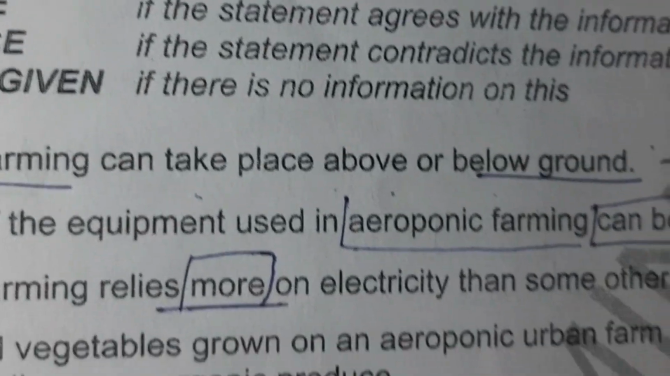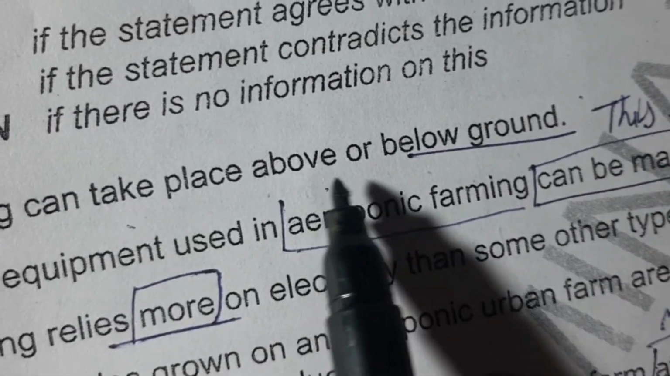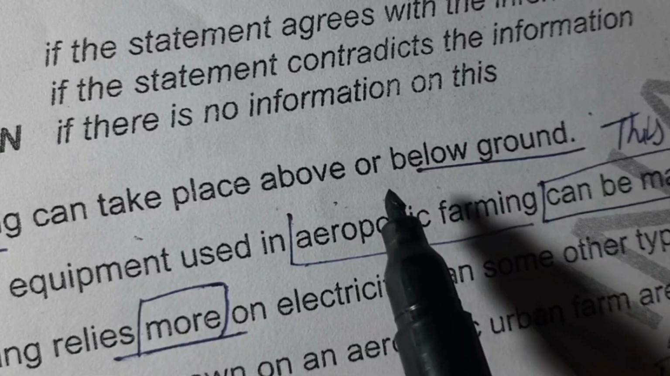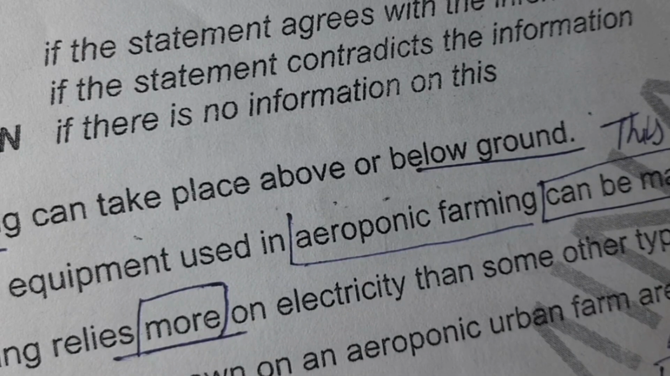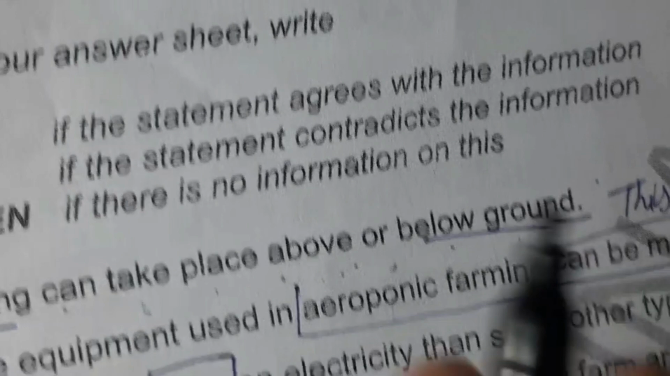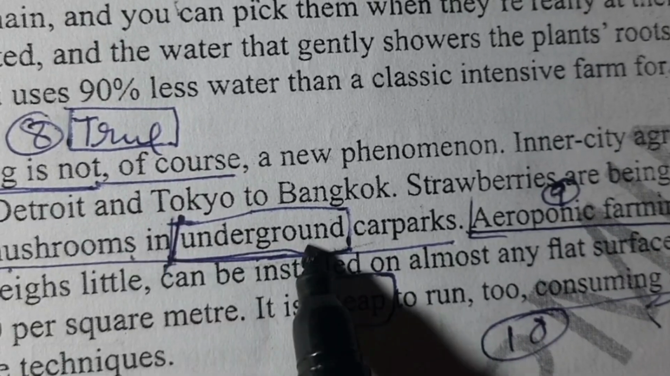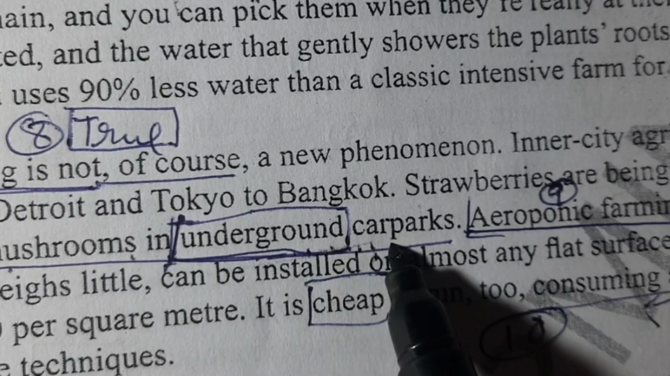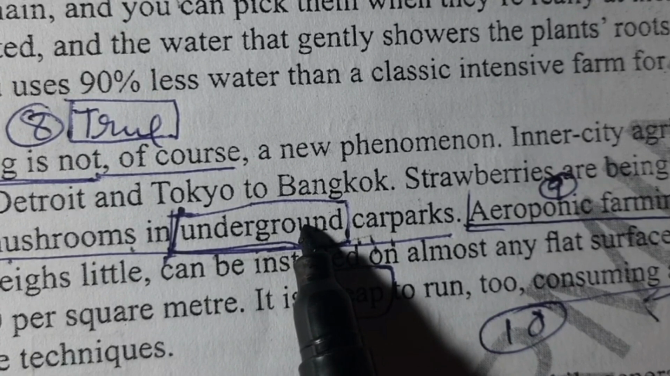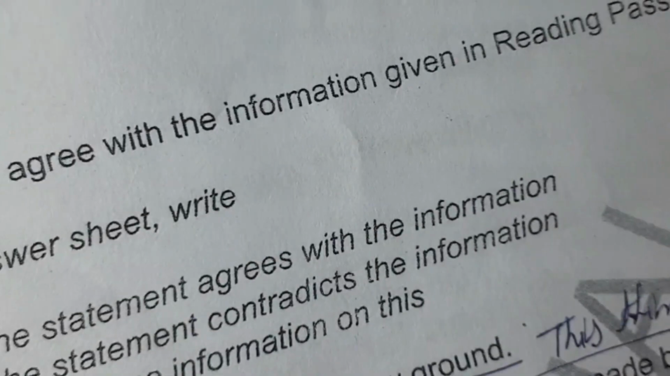If we're talking about true or false, mostly true or false is given as it is, but some which are false contradict the answer, and not given means I think that information is not mentioned in the paragraph accurately or properly. In the first true or false, urban farming can take place above or below ground. Here we can see disused shipping container, mushroom, underground. It is given as it is in the next paragraph. This is the last second paragraph of this passage. Underground. So the eighth answer is true.